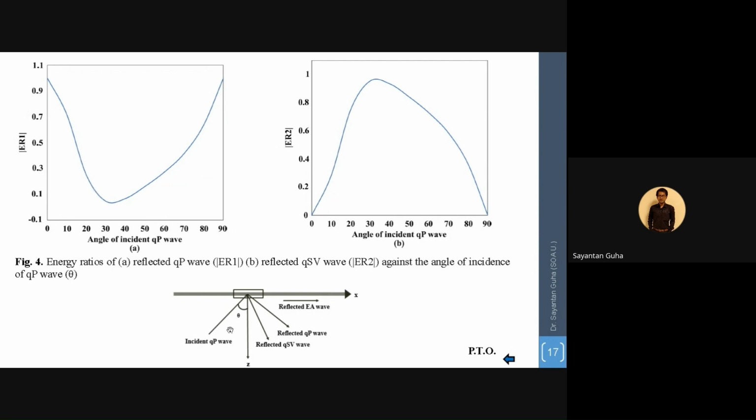for the QSV wave. And ultimately, when theta is equal to 90 degrees, that is, the incident QP wave passes along the surface, it just moves on as a reflected QP wave carrying the maximum amount of energy. So at theta equal to 90 degrees, the energy ratio of the reflected QP wave takes the maximum magnitude 1 and that of the QSV wave is 0. So the sum of these two is mainly 1.